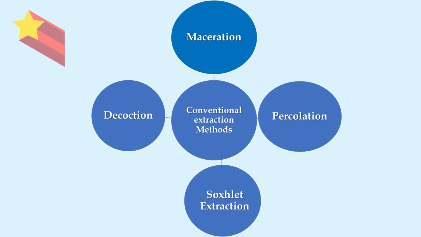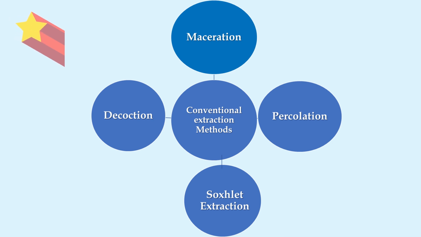So here, these are the four important conventional extraction methods, that is maceration, percolation, Soxhlet extraction, and decoction. Maceration is a process in which the whole or coarsely powdered crude drug is placed in a stoppered container with the solvent and allowed to stand at room temperature for a period of at least 3 days with frequent agitation until the soluble matter has dissolved.